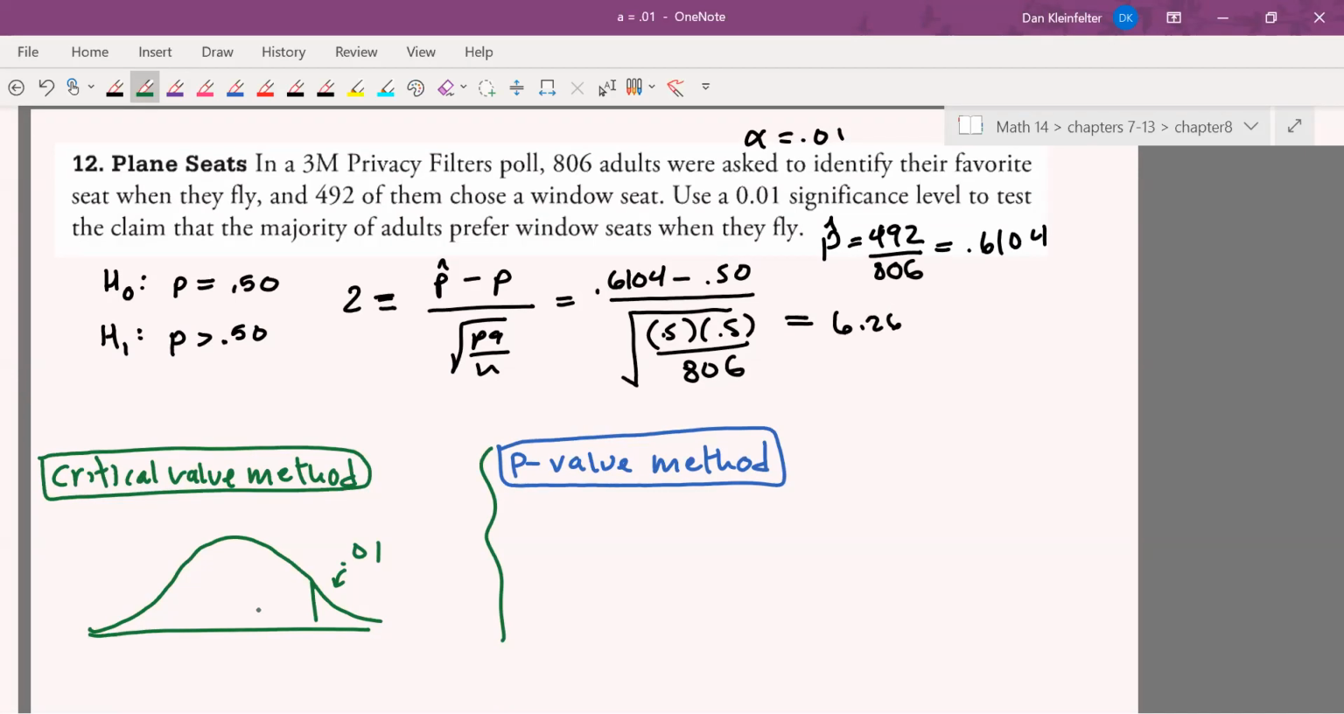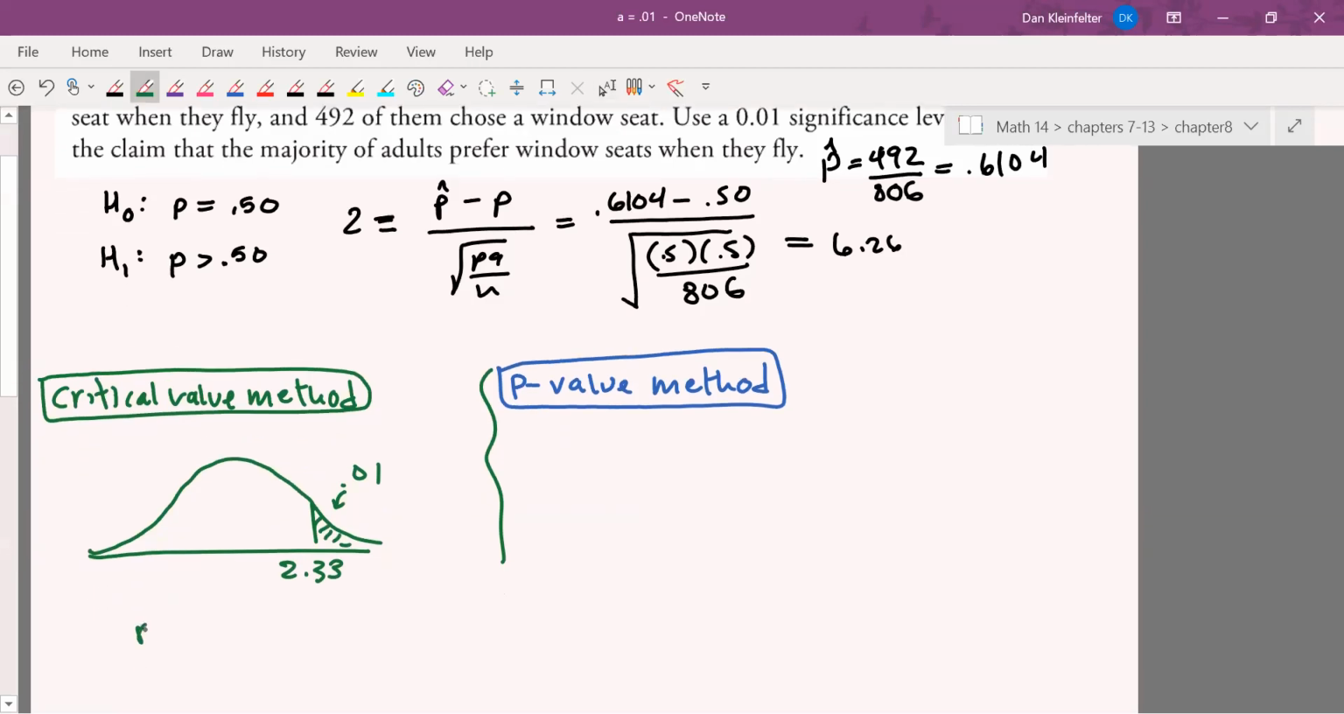Yeah, 2.33. All right, so we don't have to really work too hard at that because it's clear that our Z value is way higher than that, right? And so we're going to definitely reject our H0.